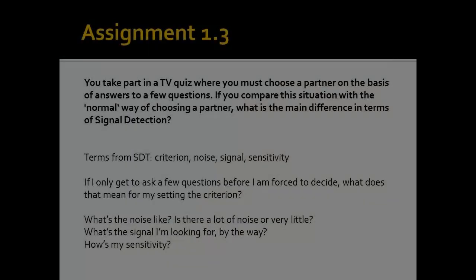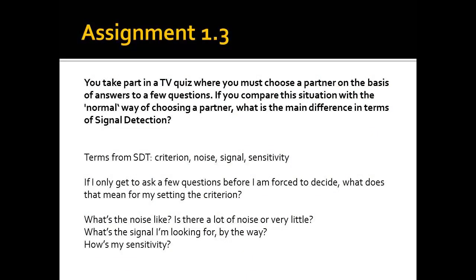So let's start with assignment 1.3. It asks us the following. You take part in a TV quiz where you must choose a partner on the basis of answers to a few questions. If you compare the situation with the normal way of choosing a partner, what is the main difference in terms of signal detection?